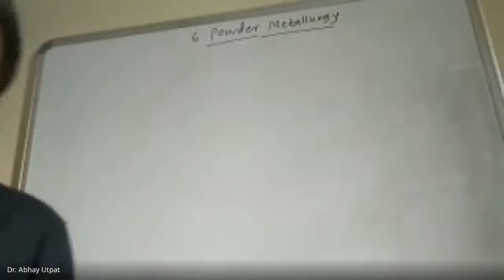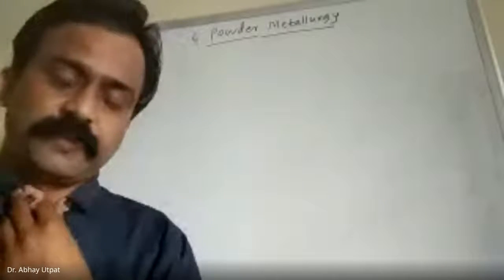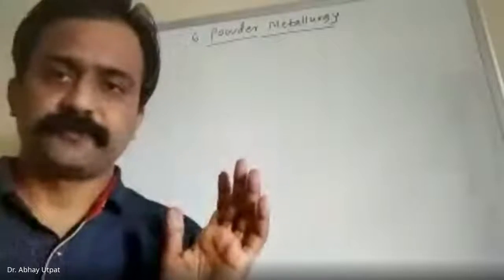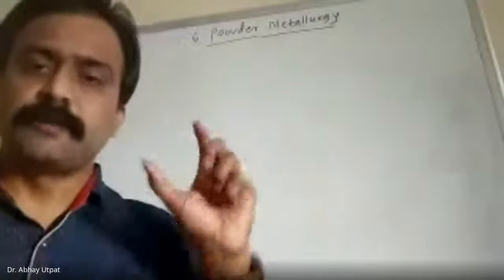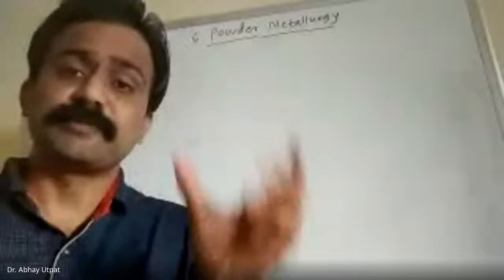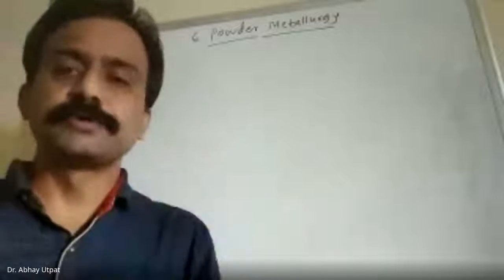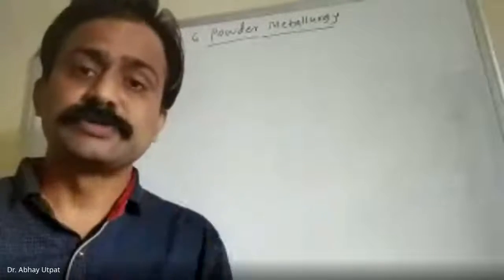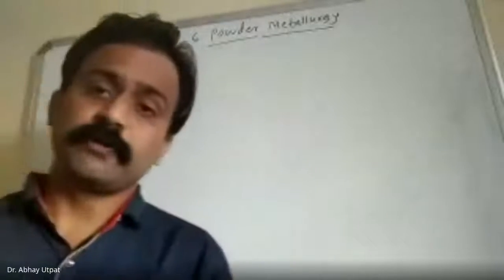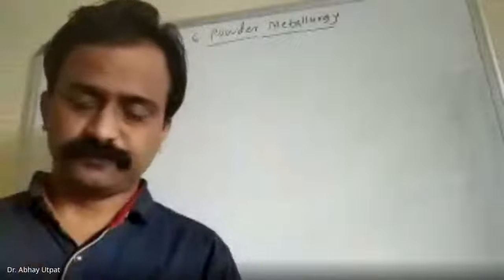You must understand the meaning of this word, powder metallurgy. Friends, this is one of the manufacturing processes. Powder metallurgy is one of the branches of metallurgy, and it is one of the manufacturing processes. Means with the help of powder metallurgy, you are going to produce components by using metal powder as a raw material. Not only metal powder, but also metal as well as non-metal powders can be mixed.